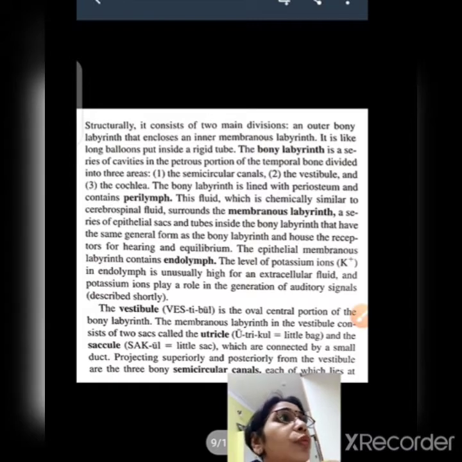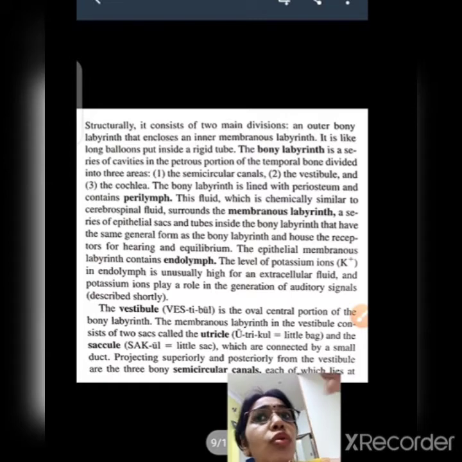Now, the vestibule is the oval central portion of the bony labyrinth. The membranous labyrinth in the vestibule consists of two sacs called the utricle and the saccule. So these are the various parts of your internal ear, your bony labyrinth and your membranous labyrinth. In the bony labyrinth there is the perilymph. In the membranous labyrinth the fluid present is called the endolymph. One more portion of the bony labyrinth is the vestibule.